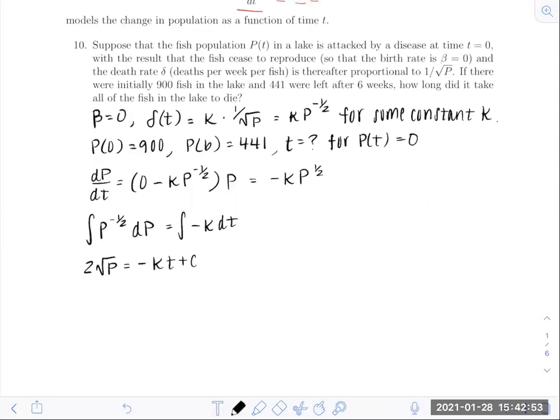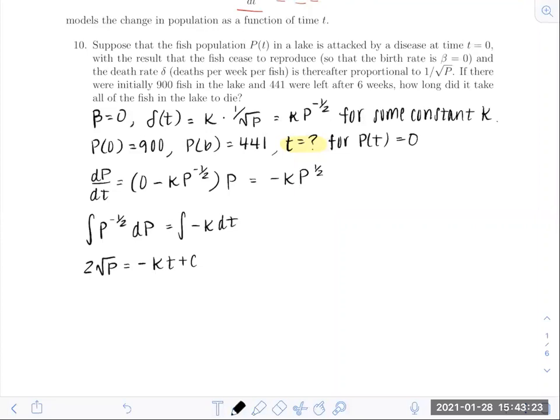Now, at this point, I could solve explicitly for P just by dividing by 2 and then squaring both sides. But honestly, there's absolutely no gain in doing that. They did not ask me for the solution of this differential equation. Rather, remember what we're looking for. We're looking for T. So I'd rather not obscure T by solving for P. T is fairly out in the open right now. So don't work harder than you need to. That's the moral of this story.